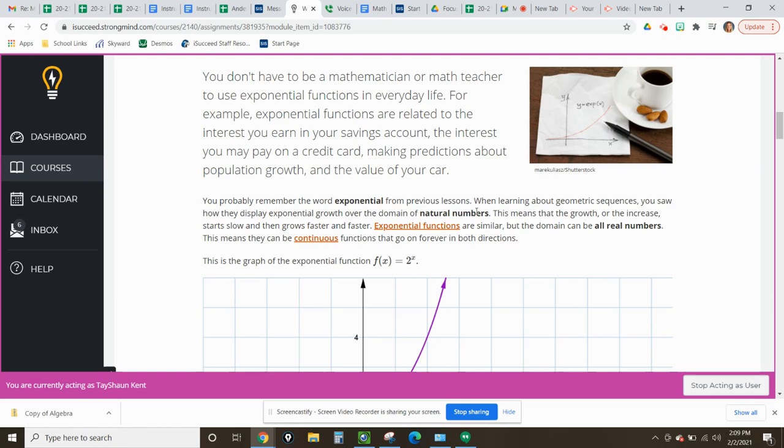So when you go through these lessons, make sure you read all this. I know it's really tempting to just go straight to the numbers, but if you don't read this, this is like the stuff your teacher would say out loud if you were in a traditional classroom. Okay, so you probably remember the word exponential from previous lessons. When learning about geometric sequences, you saw how they display exponential growth over the domain of natural numbers. This means that the growth or the increase starts slow and then grows faster and faster. Exponential functions are similar, but the domain can be all real numbers. This means they can be continuous functions that go forever in both directions.